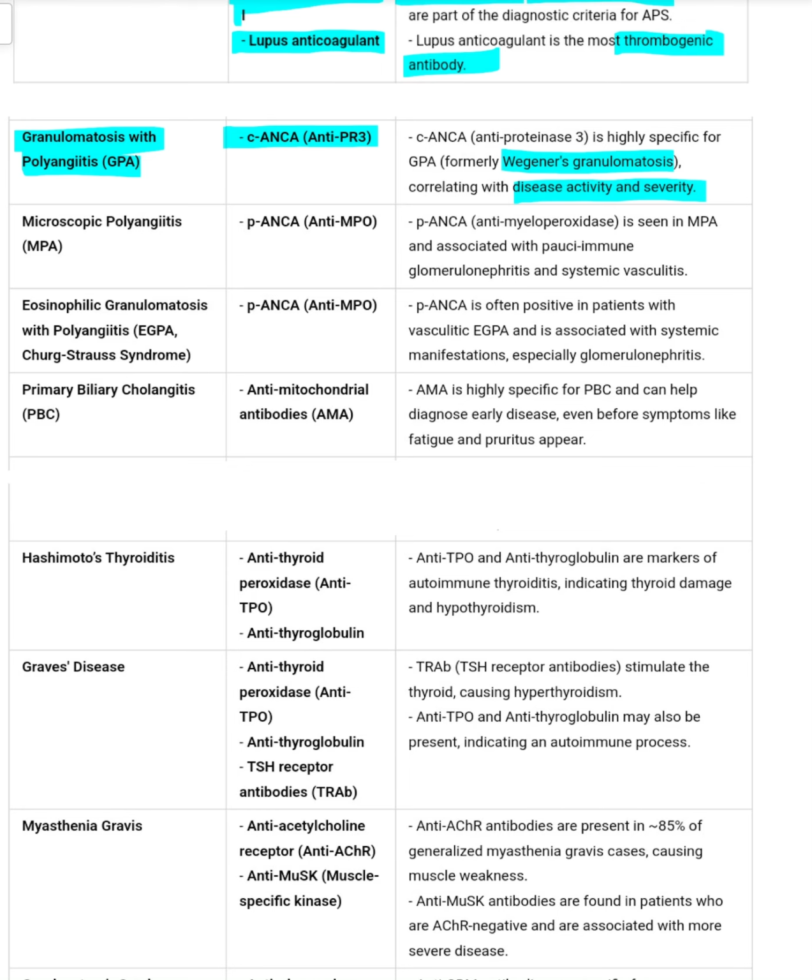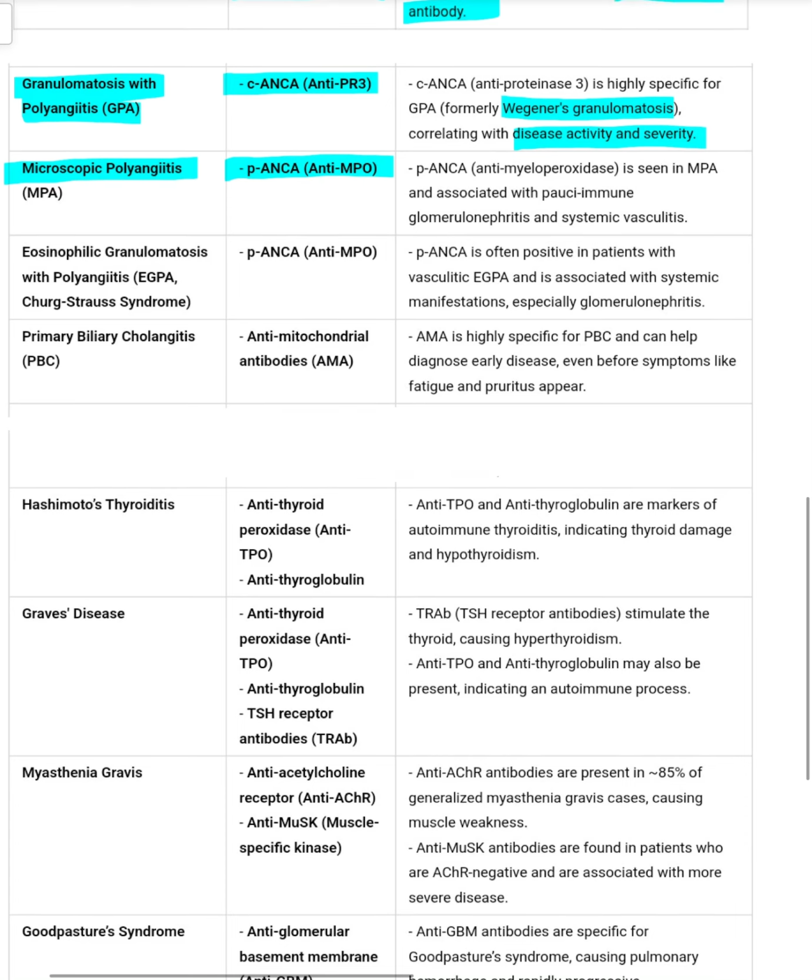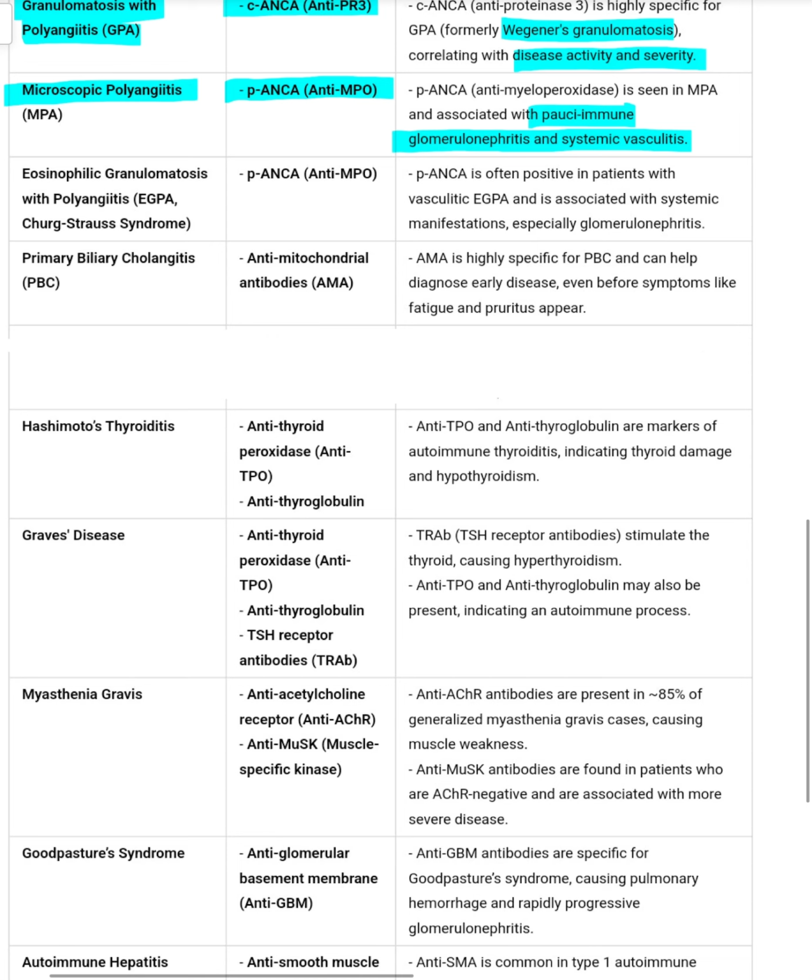Next is microscopic polyangiitis. What do we get here? P-ANCA, that is anti-myeloperoxidase antibody. As we know, microscopic polyangiitis is associated with pauci-immune glomerulonephritis and systemic vasculitis. Even Wegener's causes pauci-immune glomerulonephritis, the same. Next is EGPA, that is eosinophilic granulomatosis with polyangiitis, formerly called Churg-Strauss disease.